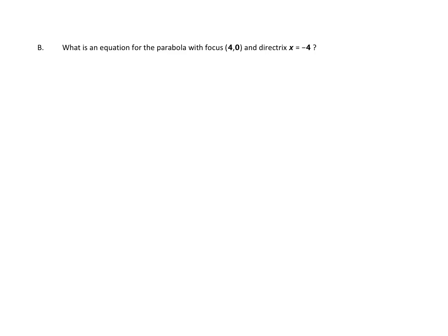What is an equation for the parabola with a focus of (4, 0) and a directrix of x equals -4? So we're going to first start by sketching this. If we know what this looks like, that helps guide some of our information. So we know that the focus is (4, 0). So 1, 2, 3, 4. We're going to put the focus right there. Remember, the focus is on the inside of your parabola.